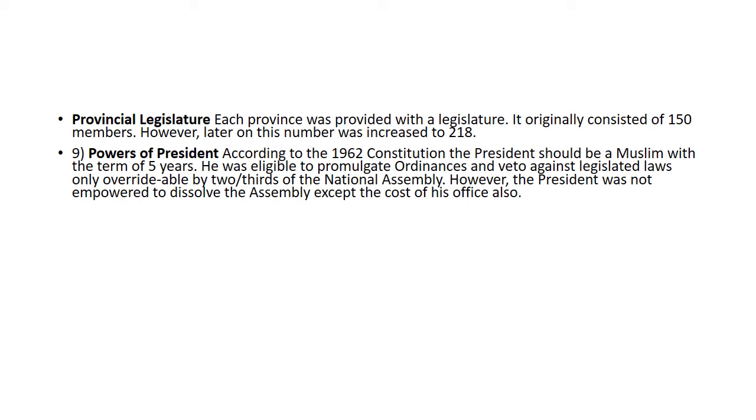So you could say that the president was the powerhouse of the country, because he could override the legislation passed by the National Assembly, and he could promulgate ordinances, and he had the veto power. The pocket veto power was given to him to dismiss the laws passed by the legislature.